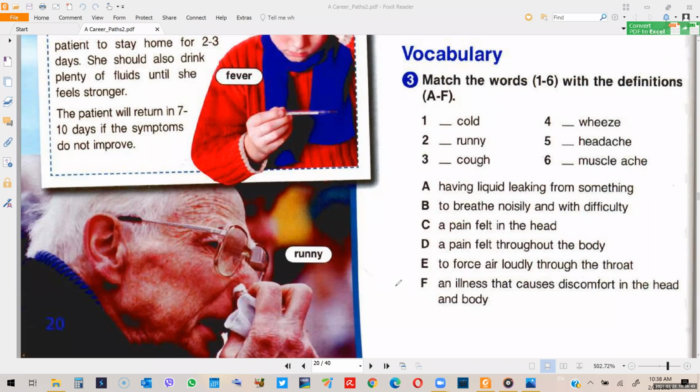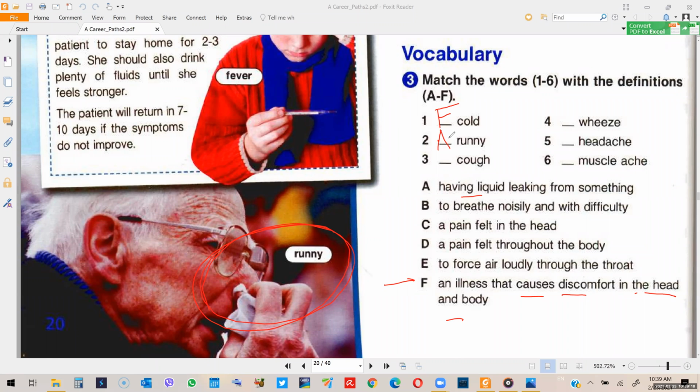Cold is number F. It is an illness that causes discomfort in the head and body. Runny: as you can see the old man in the picture, we say runny is having liquid leaking from something. So that's runny nose, we say.